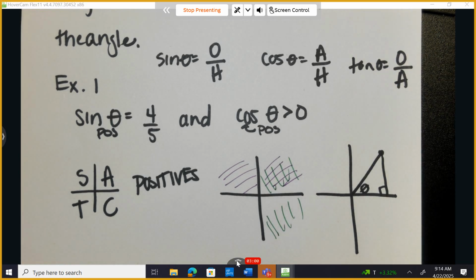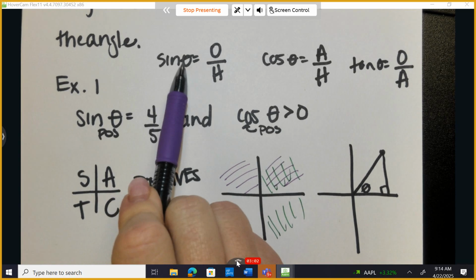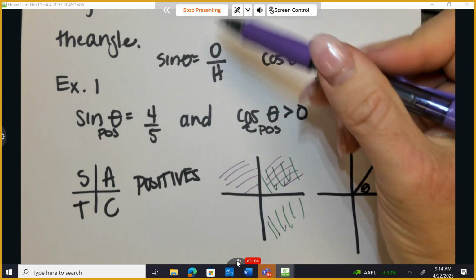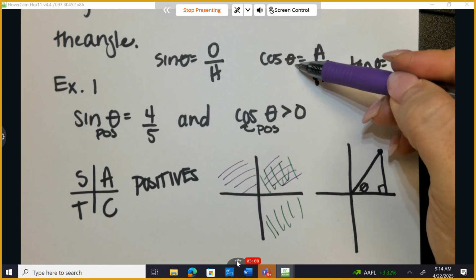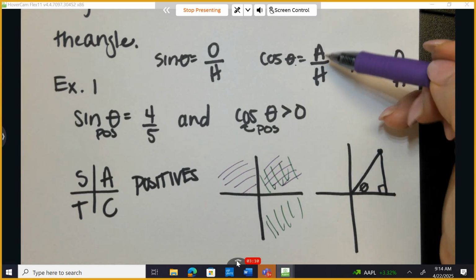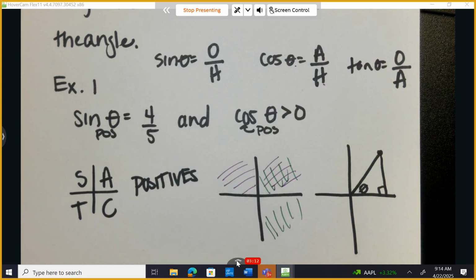That tells me when I am going to evaluate the sine of an angle, it's just the ratio of what is opposite of the angle over the hypotenuse. Cosine of the angle is what is adjacent to the angle over hypotenuse, and so on. All right, let's get started.